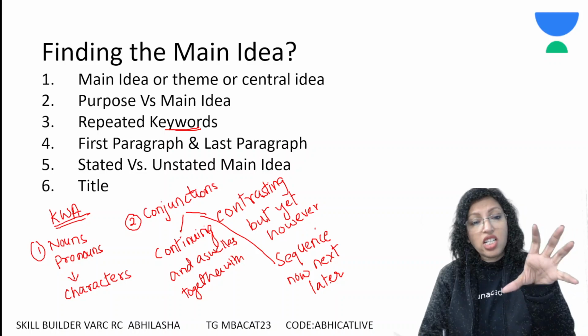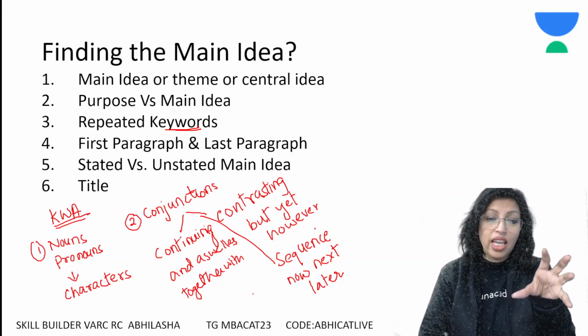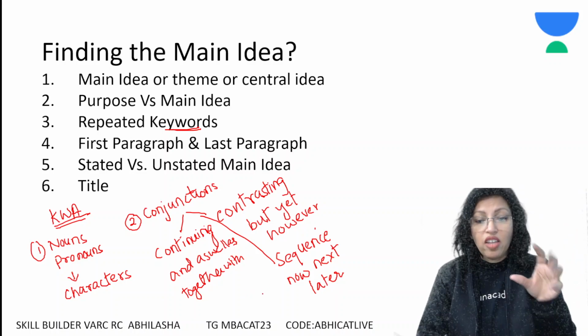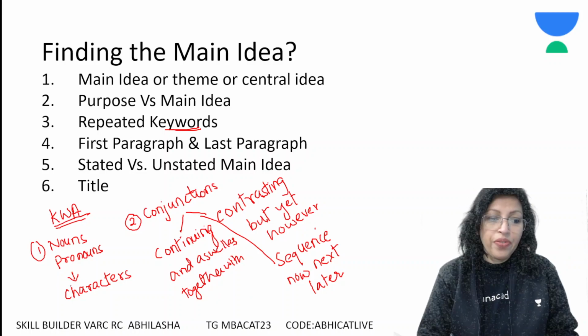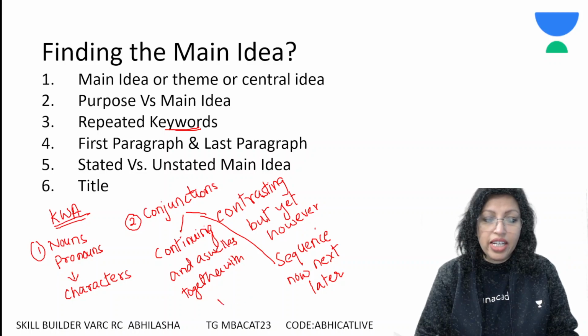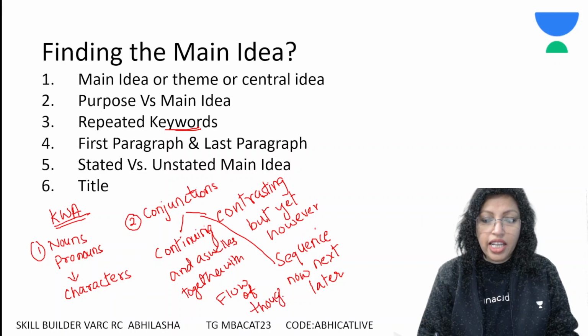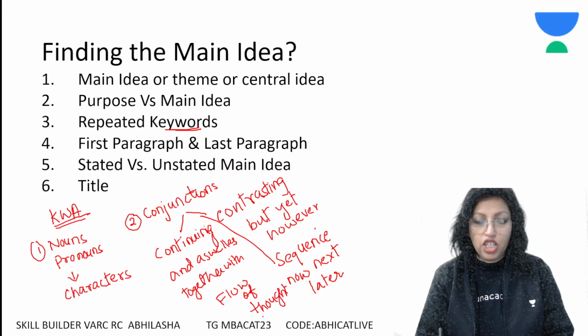So the conjunctions are also very important. They help you to direct the flow of thought. Okay. So let me write this, that they will tell us the flow of thought. That's the second thing. So these are the second set of keywords that we pay attention to.